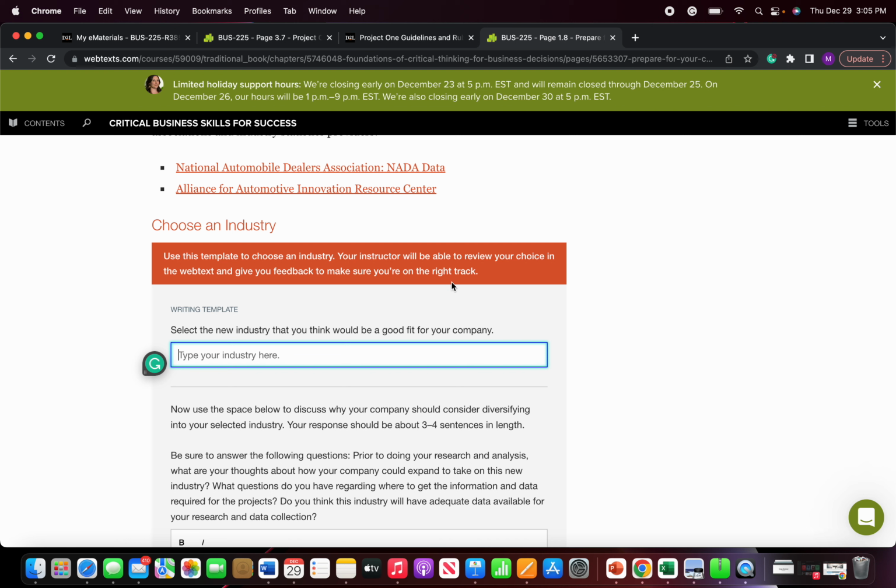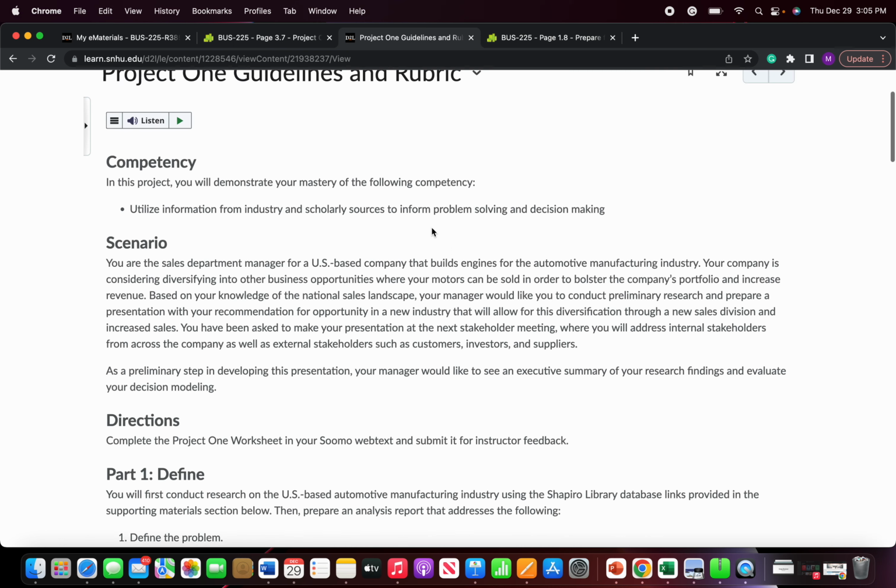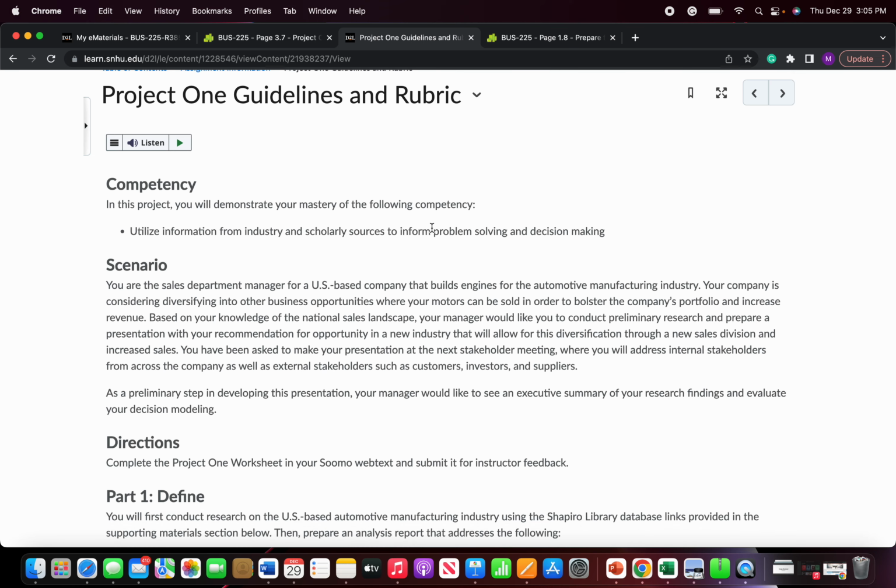Don't worry, you're not alone in this process, and we'll figure it out together. The one thing I do want to keep in mind is don't hyper-focus on businesses at this point. While the scenario has you working for an automotive manufacturing firm, it's not telling you what firm you are. It's just telling you really that you're in that particular industry.